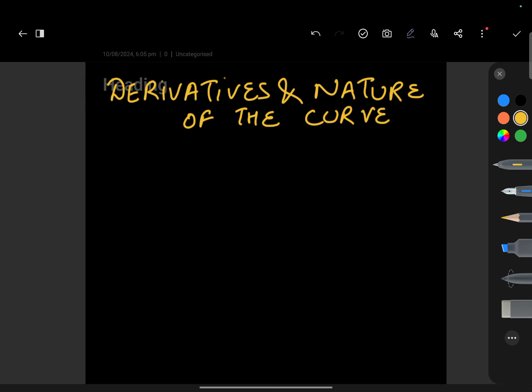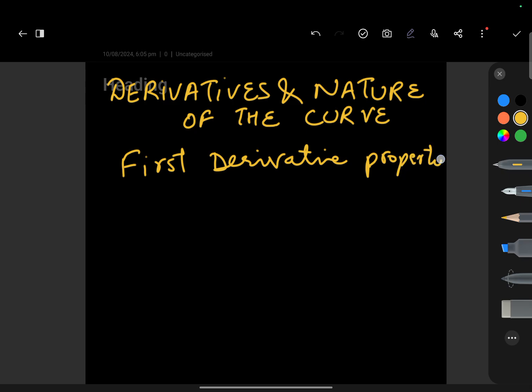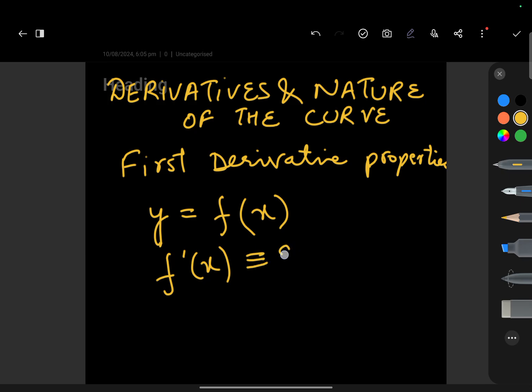So the relation of the function with respect to derivatives gives us the following important properties of the first derivative. First, our function is y is equal to f of x, a function of x. So the first derivative will be written as f prime x equal to dy upon dx.